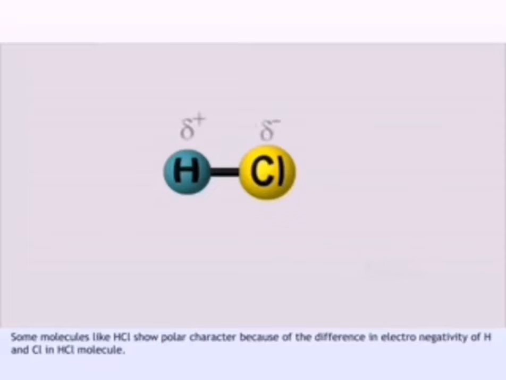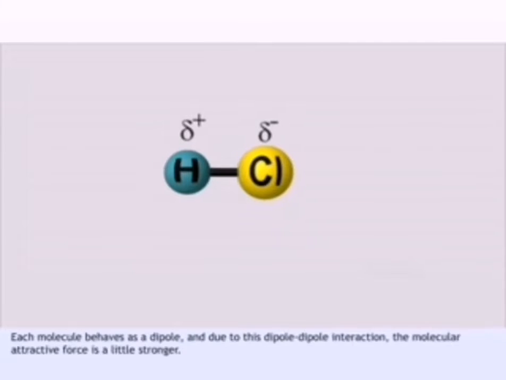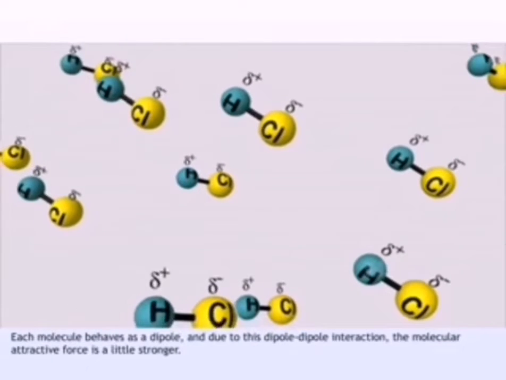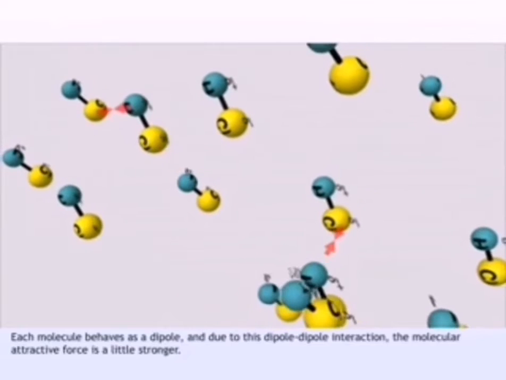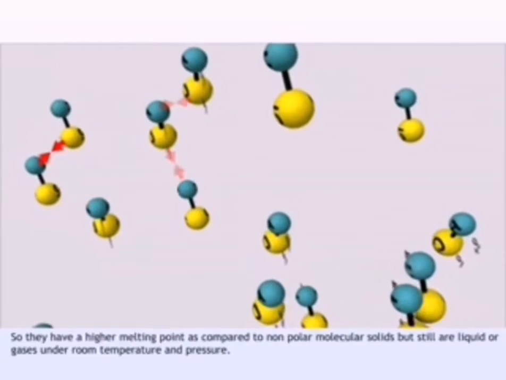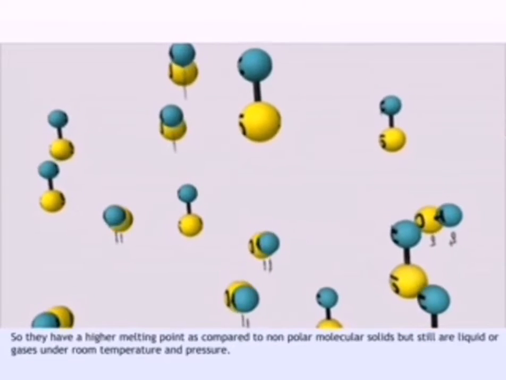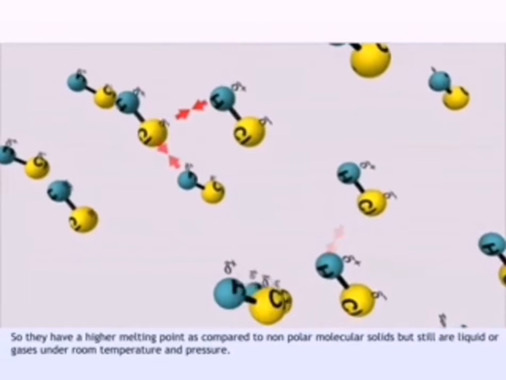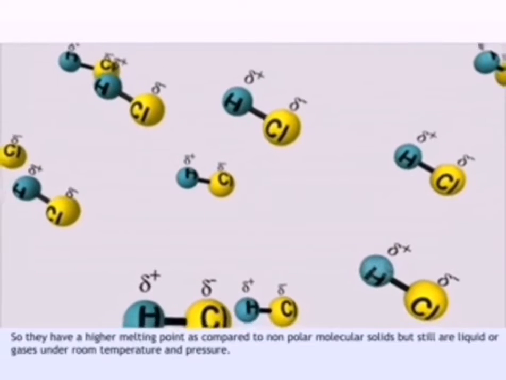Polar molecular solids. Some molecules like HCl show polar character because of the difference in electronegativity of H and Cl in the HCl molecule. Each molecule behaves as a dipole, and due to this dipole-dipole interaction, the molecular attractive force is a little stronger. They have a higher melting point as compared to non-polar molecular solids, but are still liquid or gases under room temperature and pressure.